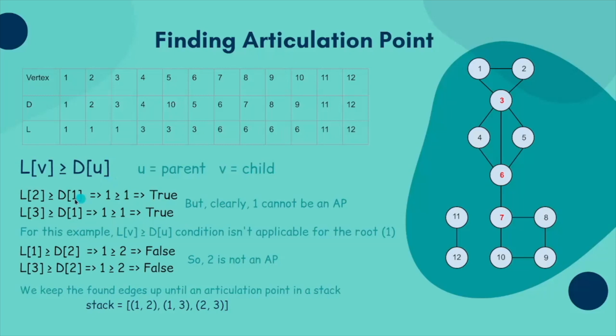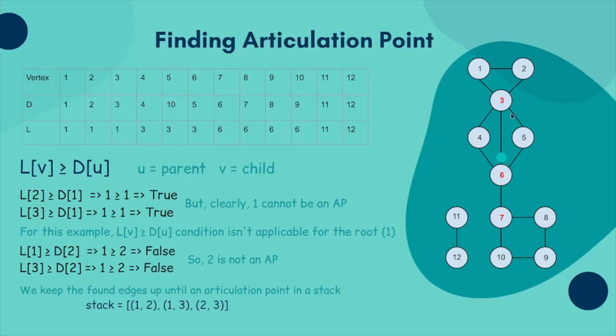For node 1, we can see that child 2's low value is equal to node 1's discovery time. This is why this is true. And also for child 3, the low value and the discovery time of 1 are equal. This is why this is also true. But clearly, we can see that node 1 cannot be an articulation point because this formula isn't applicable for the root of this graph, and 1 is the root of this graph here.